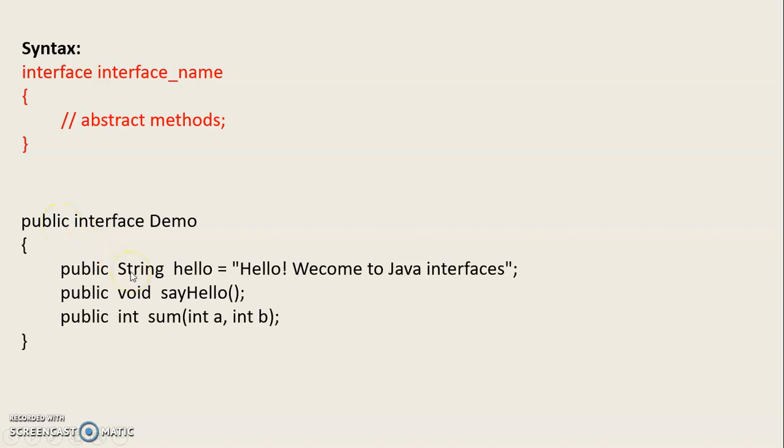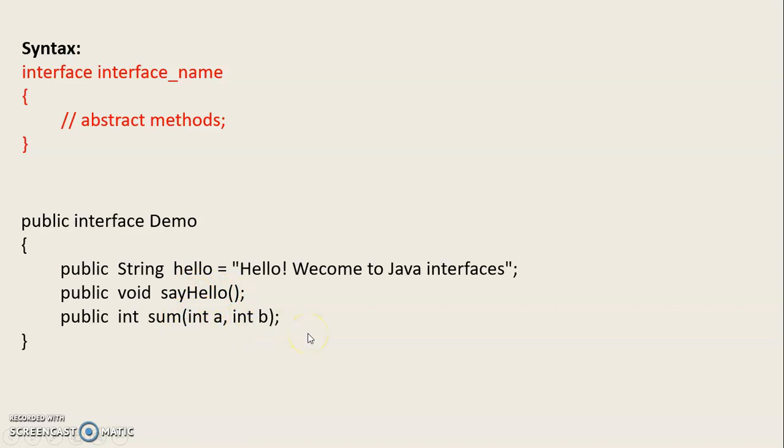We will see in the next example. Inside this interface demo, I have defined three quantities. First one is a variable of type string, hello. It is holding the value "hello, welcome to Java interfaces". Then I have defined two abstract methods, say hello and sum.